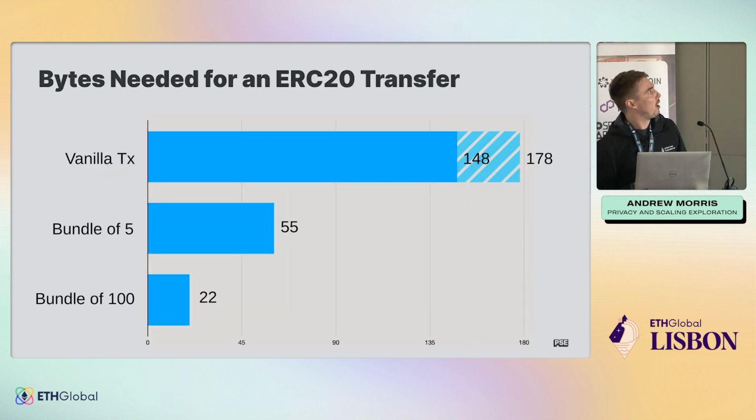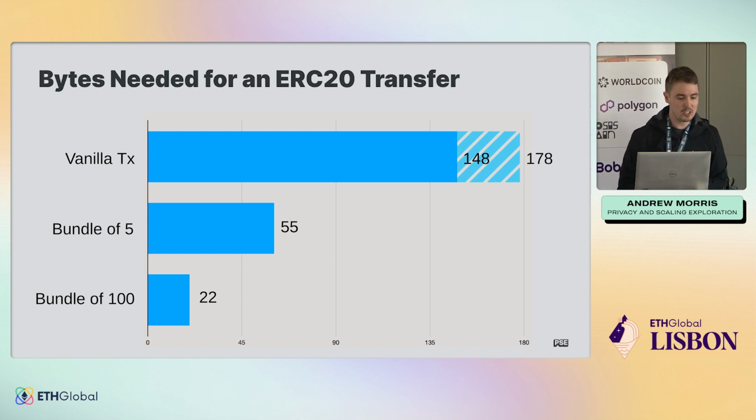Finally, on the compression side, I'll leave you with this to summarize the amount of bytes that you need for an ERC20 transfer under different scenarios. In the vanilla transaction, which is the status quo today, you're looking at 150 bytes to 180 bytes, depending on how you count them. But if you use wax, if you're in a bundle of 5 transactions, then you're only going to have to pay for 55 bytes each. And if you can aggregate into 100, then you're only paying for 22 bytes each.